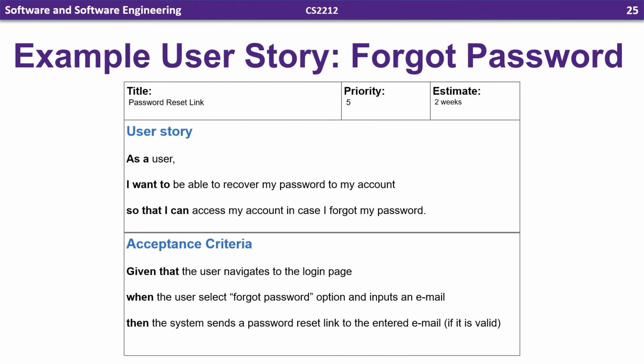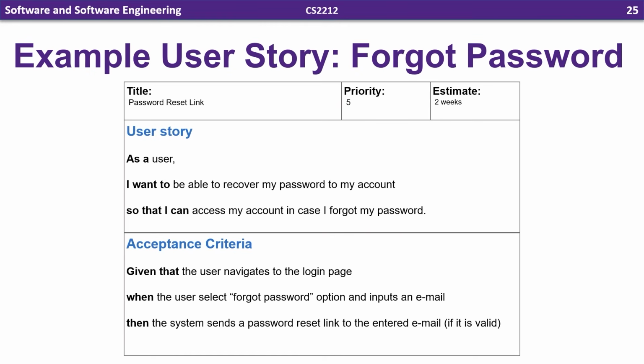In this example user story, someone forgot their password and they want to reset their password link. So the user story might be: as a user, I want to be able to recover my password to my account so that I can access my account in case I forgot my password. And user stories should be relatively simple like this. You can have a lot of them, but you want them to be very obvious of what the intent is.